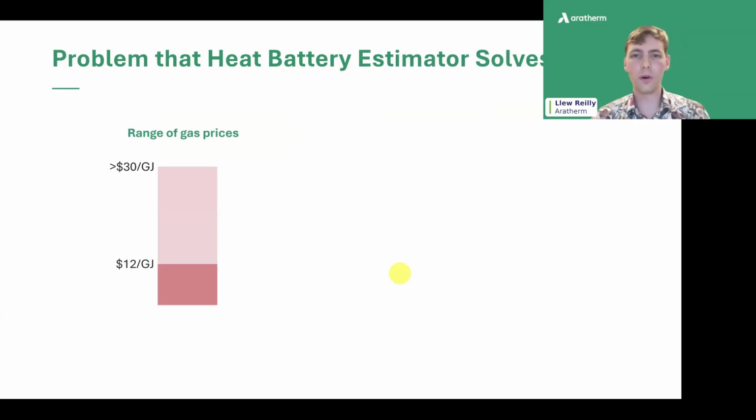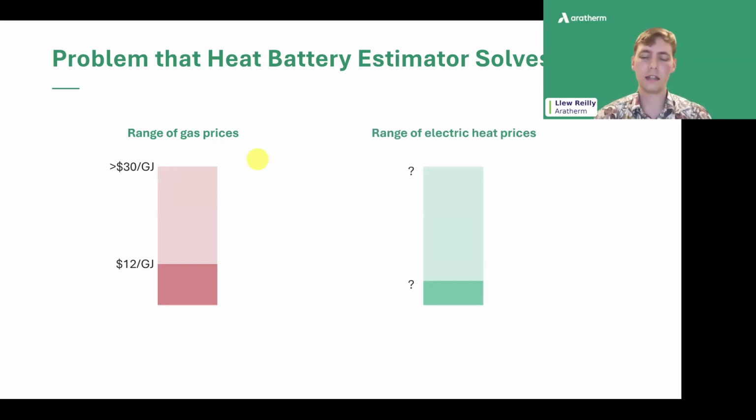So, the motivation for the heat battery estimator. Most industry use gas to supply heat, and gas as a source of heat is pretty well understood. It ranges from about $12 a gigajoule to greater than $30 a gigajoule, depending on what type of gas you're using, how much gas you're buying, and where you're buying it from. But that's pretty well understood. So we wanted to do a similar thing, but for electric heat.